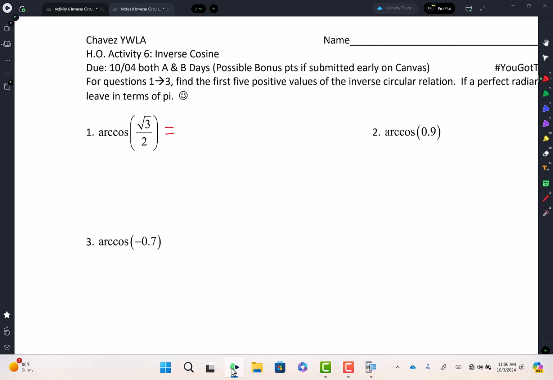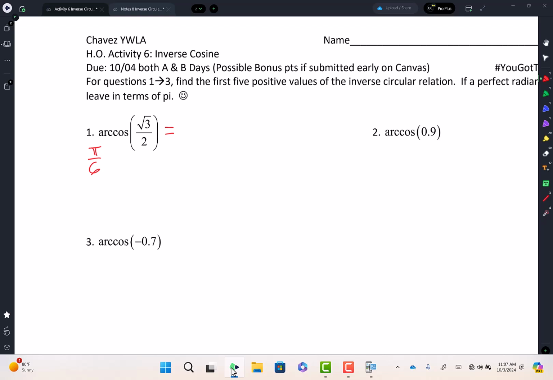What's the first angle that has cosine square root of 3 over 2? Pi over 6. Just like that. What's the next angle? It has a 6 in the bottom, in quadrant 4. 11 pi over 6. But let them guide you.